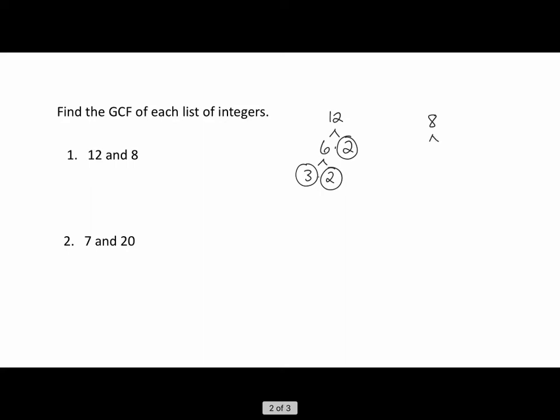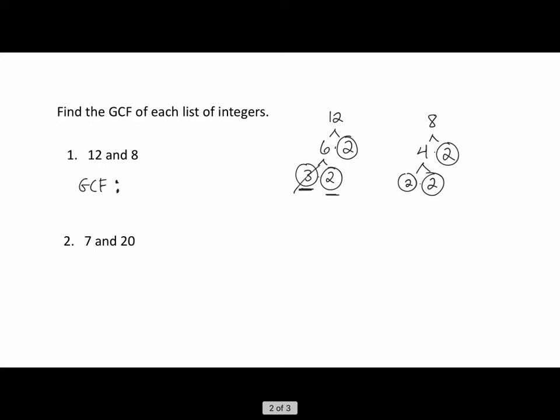I want the factors of 8, so any two factors, say 4 times 2. But 4 isn't prime, that's 2 times 2. So 8 can be written as 2 times 2 times 2. So now I'm going to identify all of the common factors. So let me start with the first factor in the first number. There's a 3. Is there a 3 in 8? No. So I'll move on.